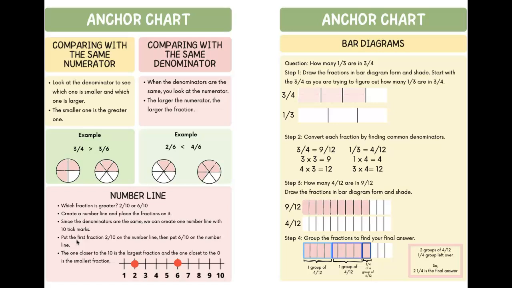So here we can see I have one group of 4/12, another group of 4/12, and then a fourth of a group of 4/12 because we don't have all 4 of them shaded. So then you add them up and you can see that there are 2 groups of 4/12 and then a fourth left over. So our final answer is 2 1/4.